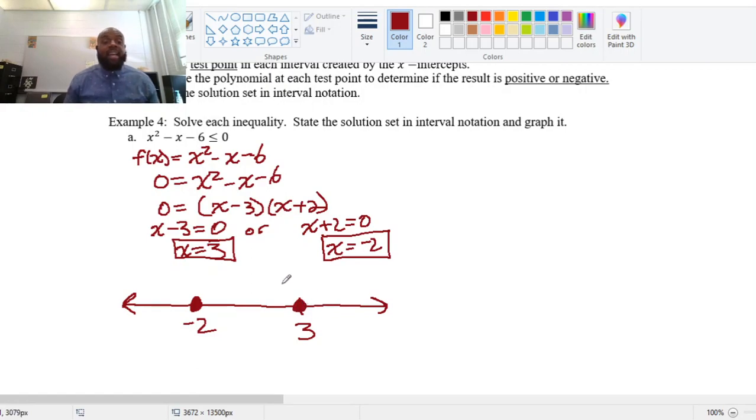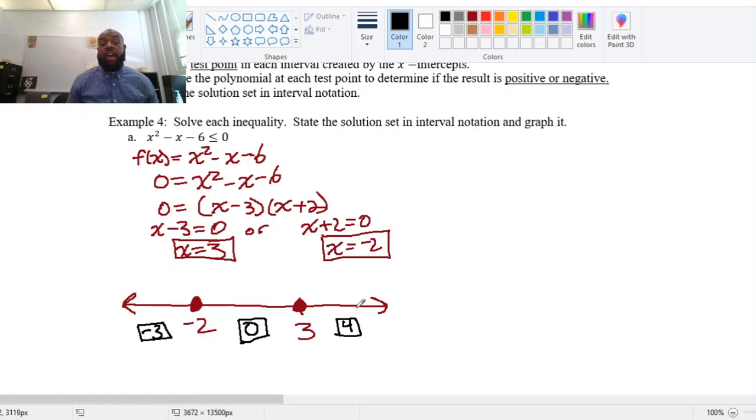Now I'm going to use some test points. Test points are numbers that represent each of these intervals. For instance, this first interval involves the numbers between negative infinity and negative 2. I'm going to use as a test point the number negative 3. Between negative 2 and 3, a great test point is 0. I love plugging in 0 because it cancels things out. And between 3 and positive infinity, I'm going to use a number like 4.